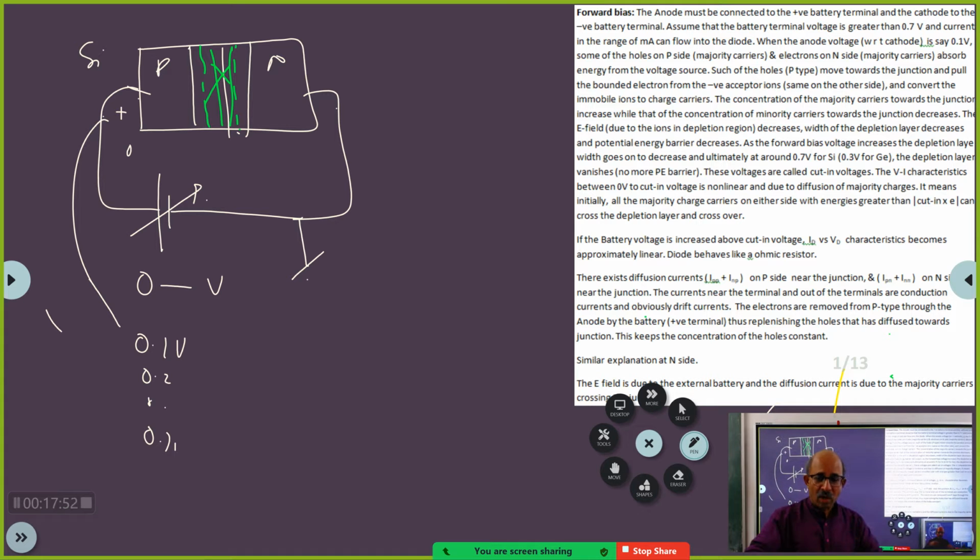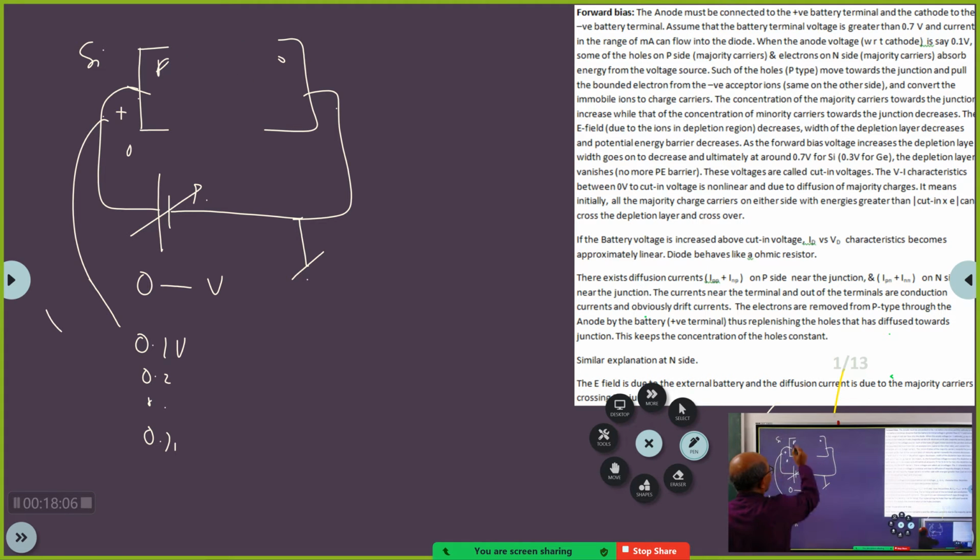Why will it vanish? All the immobile charge carriers have now become mobile. Is that clear? And as a consequence, the depletion layer is gone. If the depletion layer is gone, then what happens? The electric field is gone. Then what happens? The potential barrier is also gone. Good, I told both these things. Then what happens?